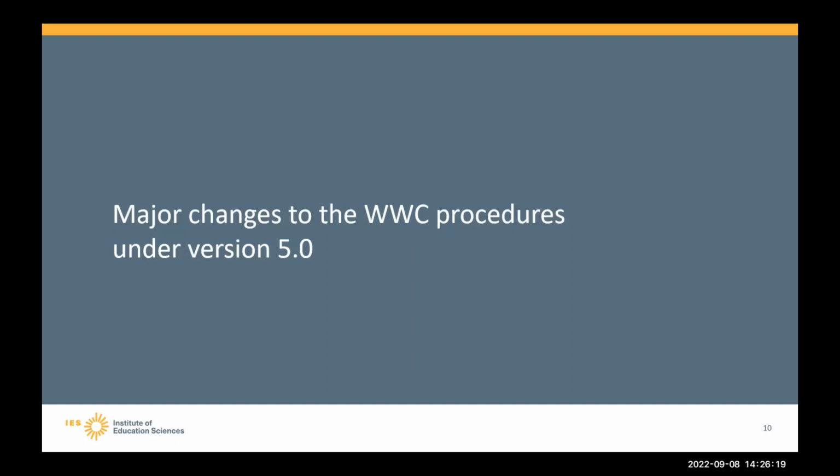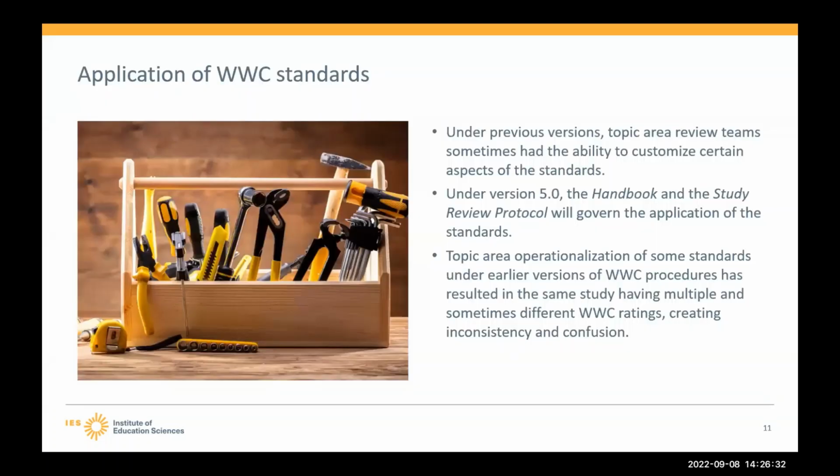Let's start this section of the webinar with something Natalia mentioned in her introduction. So if you're familiar with how the WWC conducted study reviews under previous versions of the handbook, so for example, think about version 4.0 or version 3.0, then you'll remember that topic area teams had the ability to customize some of the WWC standards. So for example, topic area protocols indicated whether cautious or optimistic assumptions should be invoked when assessing attrition in randomized experiments.